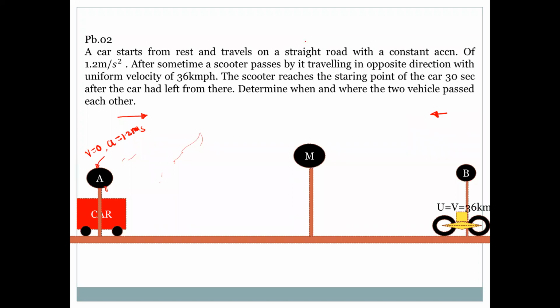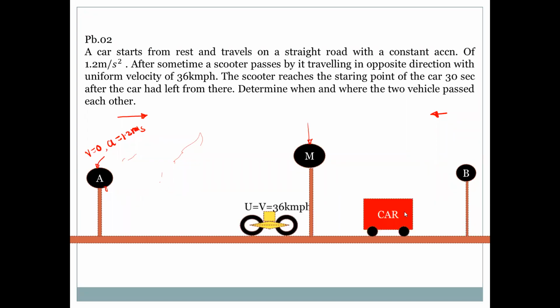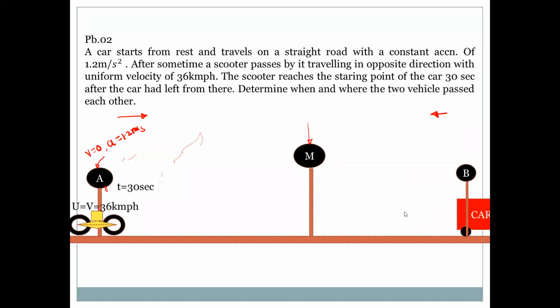Okay. At one point, two vehicles will cross. So this is the point M. And we have to find out the distance of this M point either with respect to point A or with respect to point B. Okay. So this is the motion. Okay. What else is given in the problem? So you can read the second last sentence.